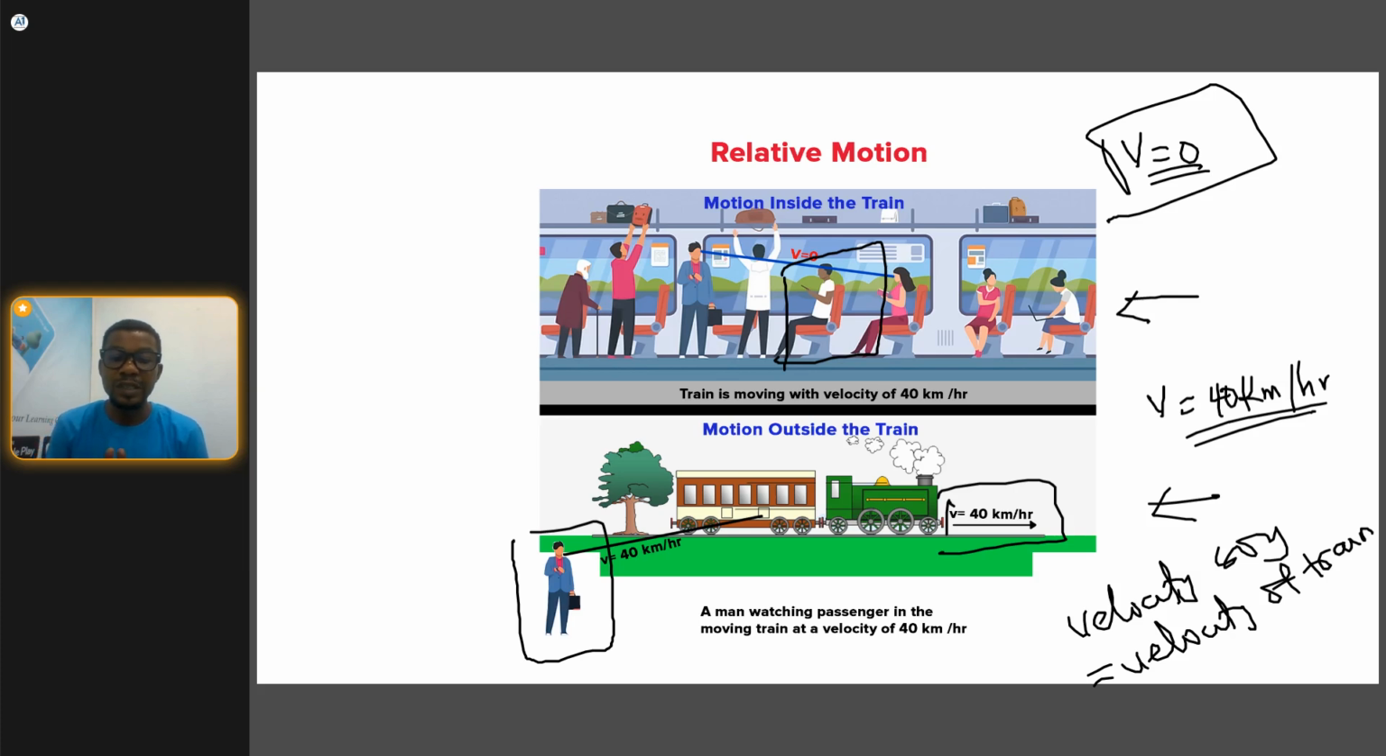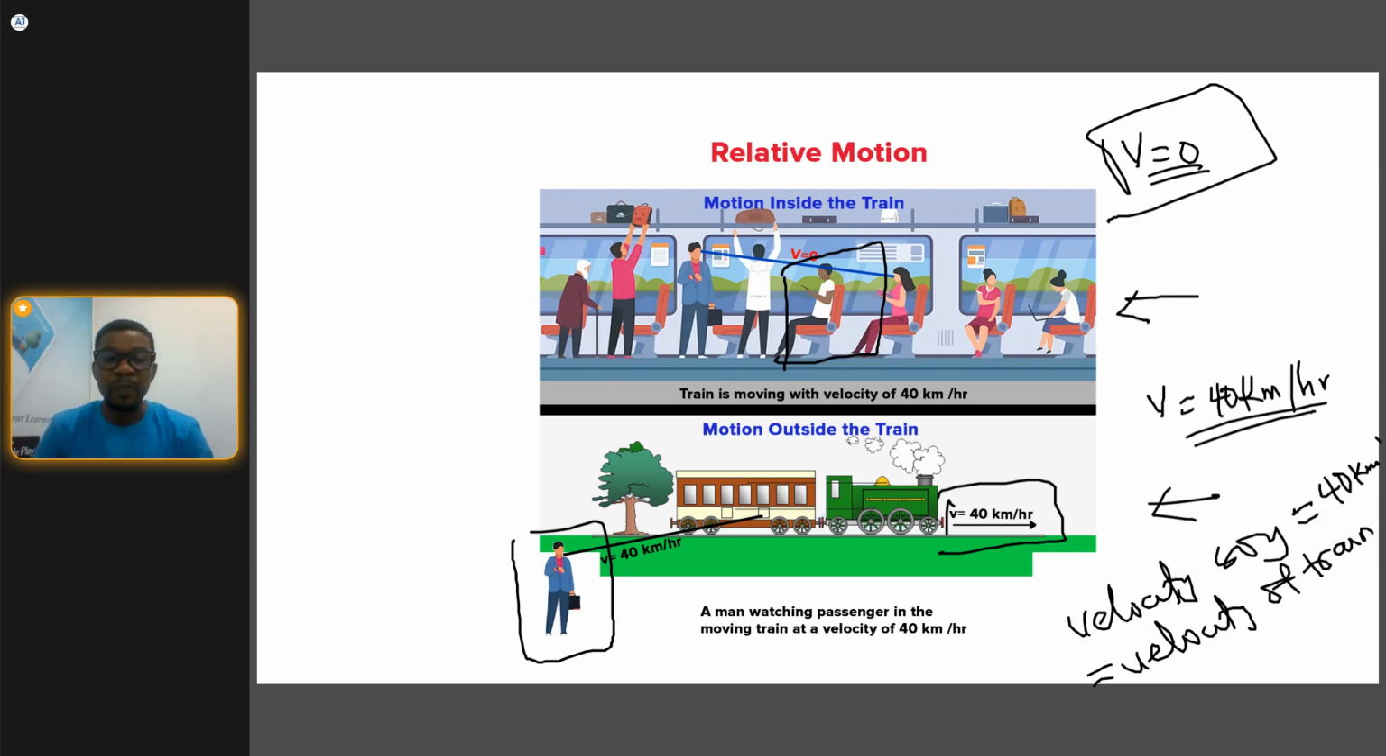But if you are going to use the terminologies that have to do with relative motion, we said relative motion is the motion of a body with respect to another body. So the relative velocity of the boy with respect to the train is going to be the velocity of the train. So the velocity of the boy will now be 40 kilometers per hour, because the velocity of the boy with respect to the train is equal to 40 kilometers per hour.